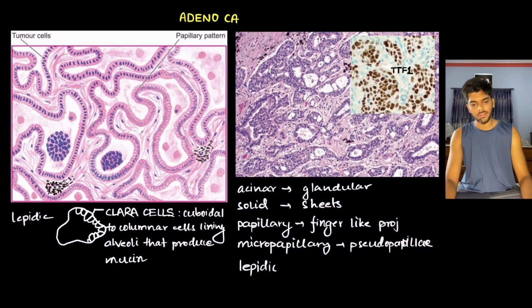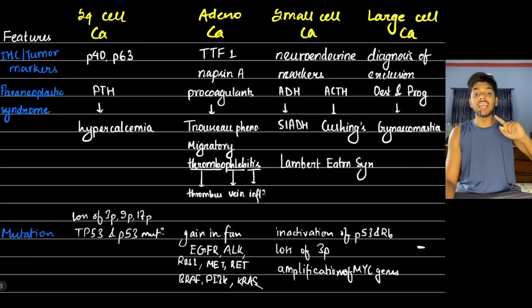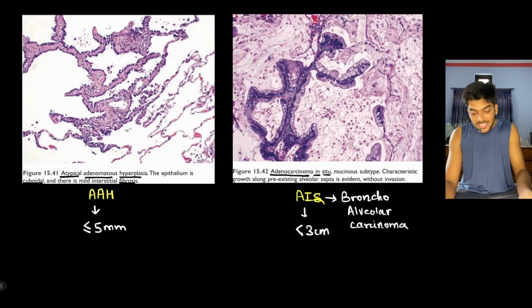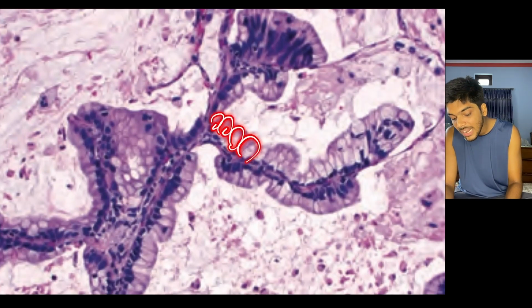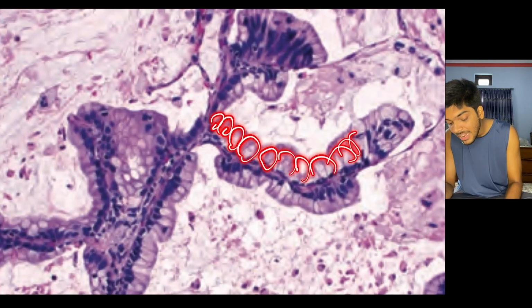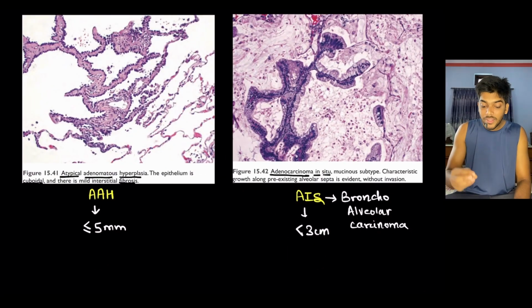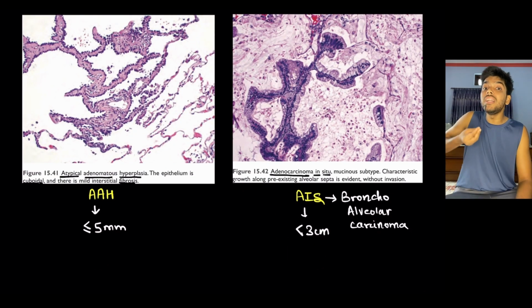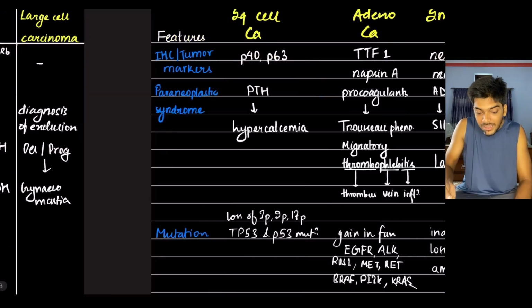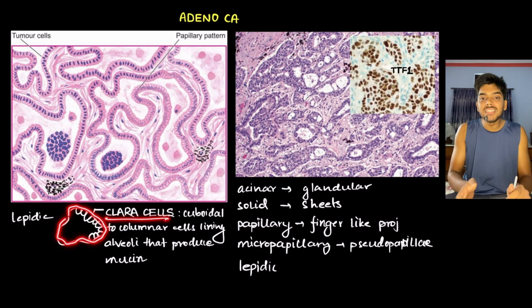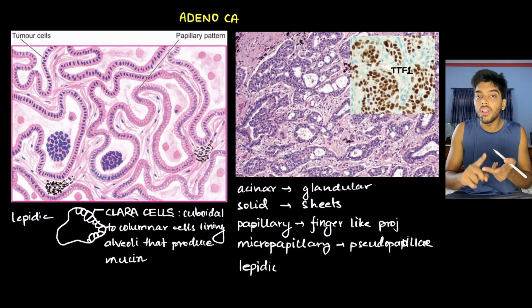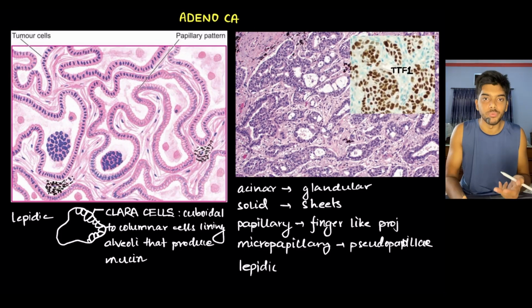Do you remember something? In the precursor or the pre-existing lesion of adenocarcinoma, that is adenocarcinoma in situ, I said that the alveoli is lined by mucus-filled cells. These are not Clara cells. These are the mucus-filled cells in adenocarcinoma in situ. When this adenocarcinoma in situ eventually develops into adenocarcinoma with Lepidic pattern, then the alveoli is lined by Clara cells. These Clara cells are cuboidal to columnar and they produce mucin.